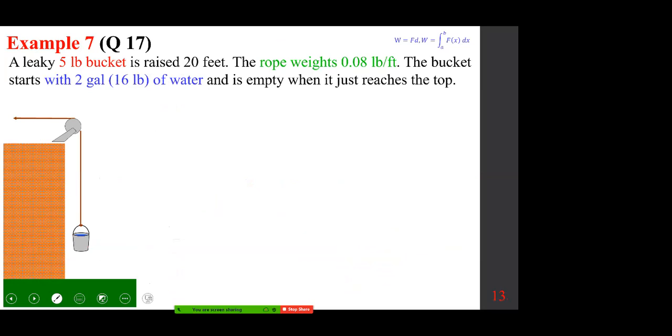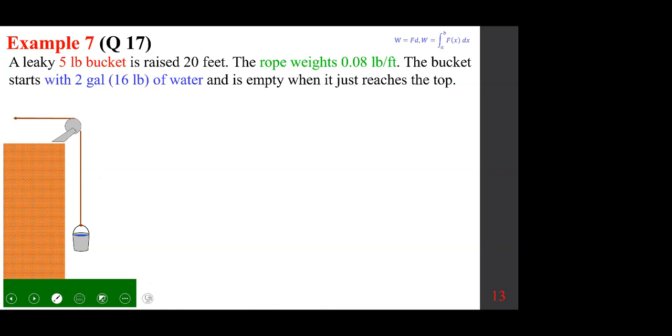Here's another example which is similar to what we just did. We're going to finish this section. A leaky 5-pound bucket is raised 20 feet. The rope weighs 0.08 pound per foot. The bucket starts with 2 gallons of water, and then it empties when it just reaches the top.